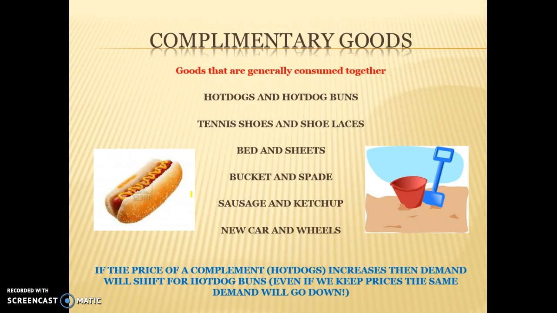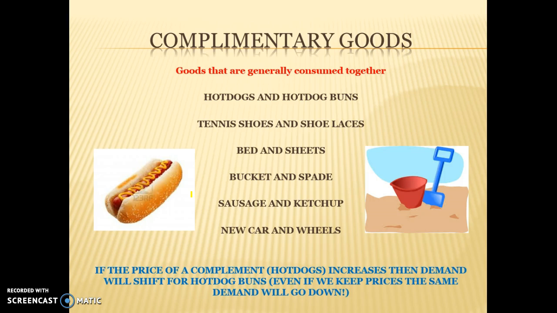Complementary products. Complementary products are products that are used together. So products that we use at the same time. So hot dogs and hot dog buns, tennis shoes and shoelaces, beds and sheets, buckets and spades, DVDs and DVD players, new cars and wheels, any products that are used together at the same time. Printers and ink would be another example.